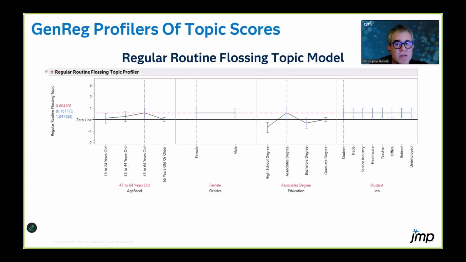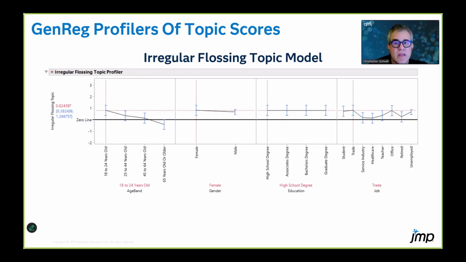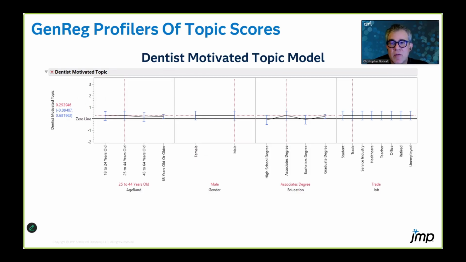Middle-aged people with associate degrees tend to score positively on regular routine flossing. For the irregular flossing topic, the most prominent pattern is that it decreases with age. There really wasn't a pattern that emerged between the factors and the dentist-motivated flossing topic. It seems to be affecting everyone equally.